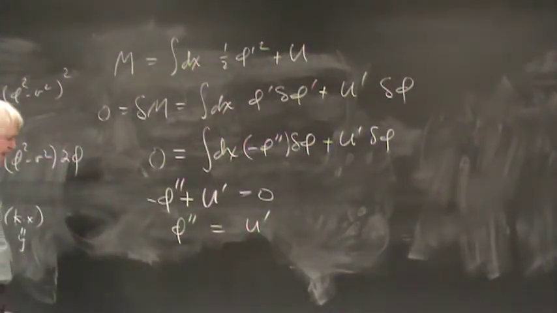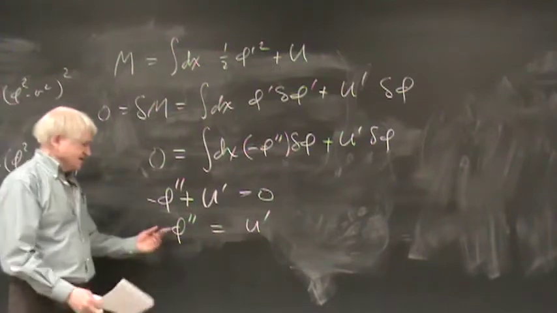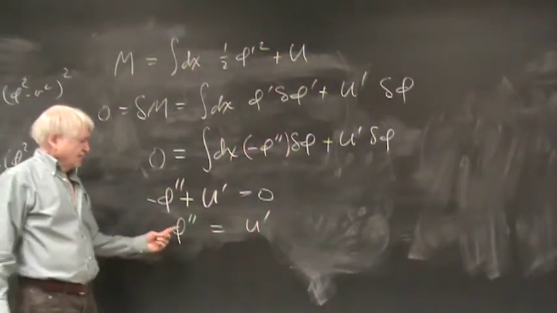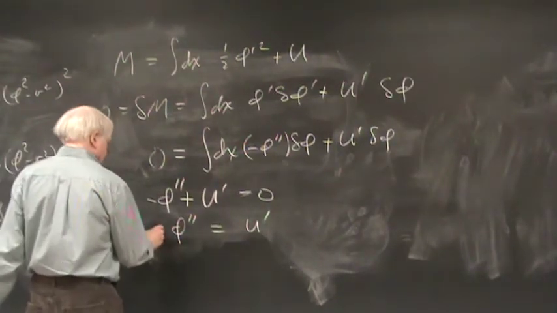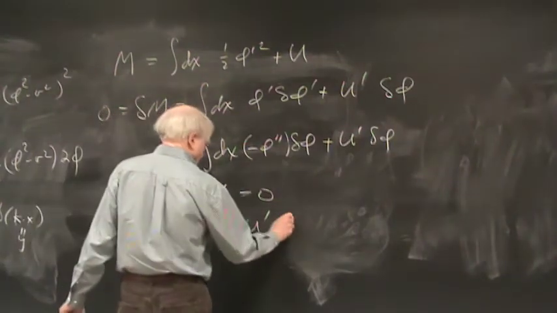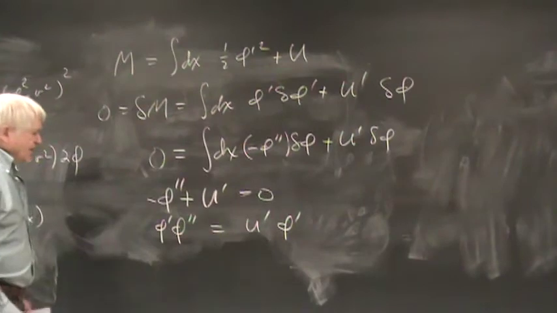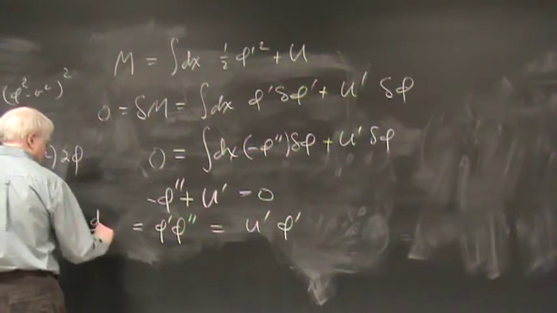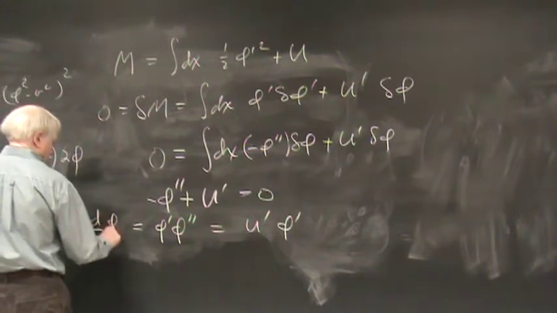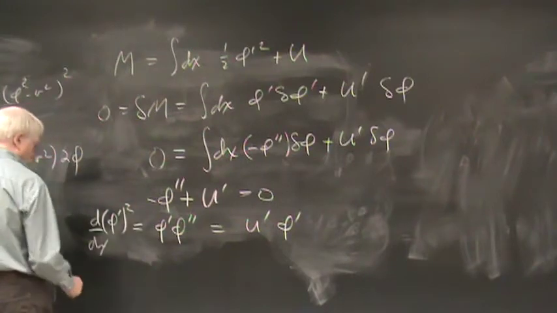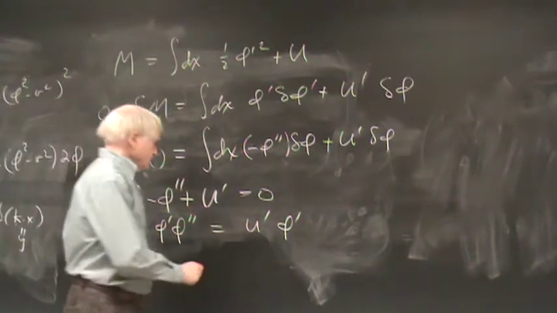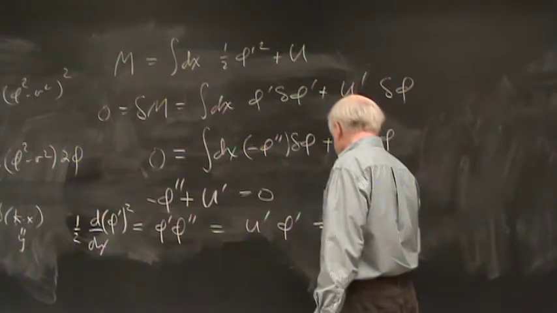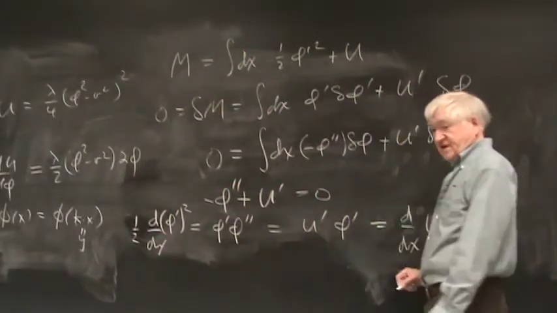And this is the same differential equation we had up there when we just set the time dependence equal to zero. But now we play the trick. The trick is, we multiply by phi prime. So now this thing is d dx of one half phi prime squared. And now this is du d phi times d phi dx, so this is d dx of u of phi.